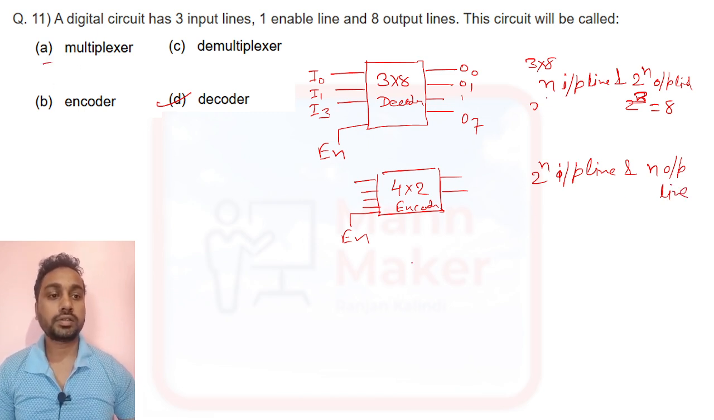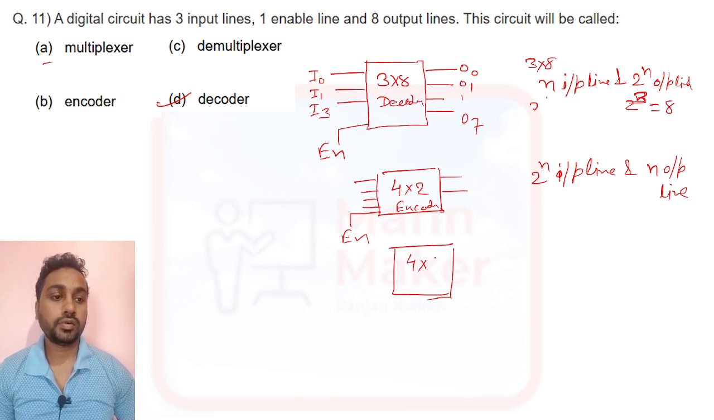Now if you talk about a multiplexer, or mux, suppose it is a 4 into 1 multiplexer. Mux means many inputs and a single output. So we have 4 inputs and 1 output, and the output will be decided according to the select line. For 4 inputs, 2 select lines will be there. If it is n, then the inputs are 2 to the power n. Just remember this.